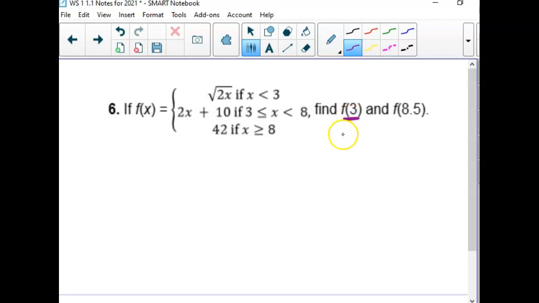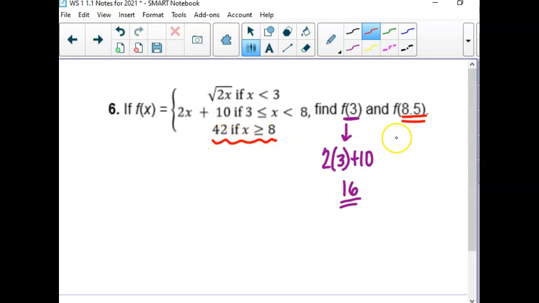Which rule am I putting a 3 into? Be careful. Yeah, because this one includes the 3. See that little line there? It includes the 3. So f of 3, you would do 2 times 3 plus 10, which is 16. For 8.5, which rule am I going to use? Yes, it's greater than or equal to 8, so I use this. And what is this rule? Yep, the answer is just 42. So if you tell me to put in a 10, a 57, anything, it says just stay at 42, everything above that.